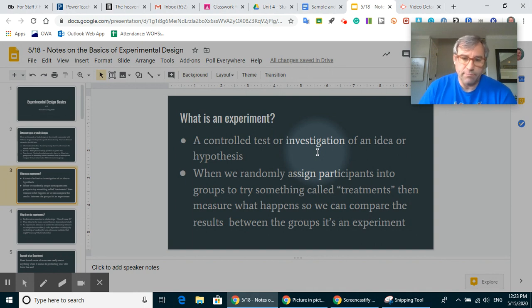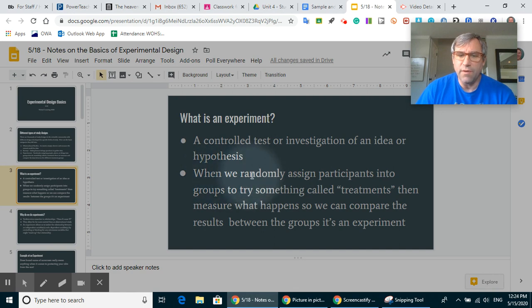So what is an experiment? It's a controlled test or investigation of an idea or a hypothesis. Right now we're trying to figure out if something like hydroxychloroquine or remdesivir or these different drugs are actually effective. We think they're effective at reducing the symptoms of COVID-19, but we're not sure. So we're going to do experiments to find out if they actually do work.